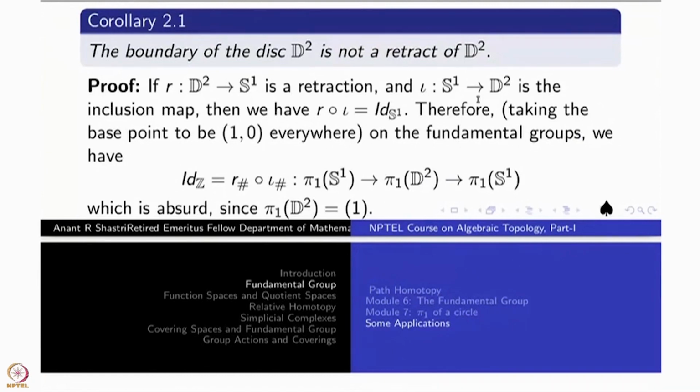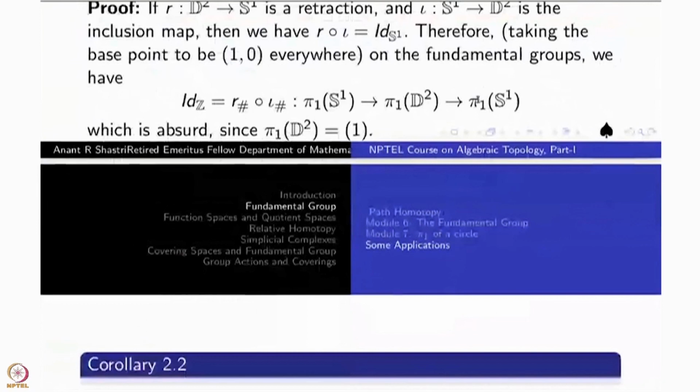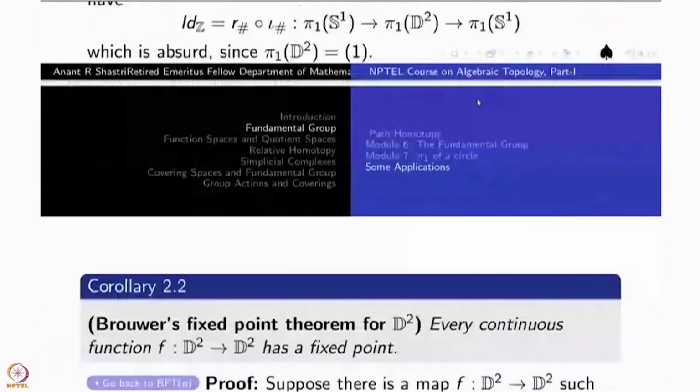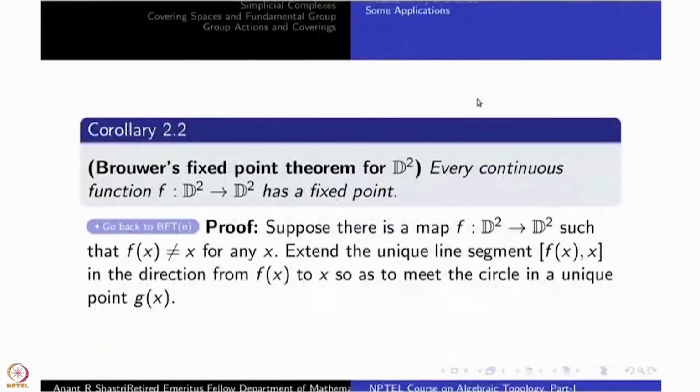So why do we get a contradiction? We started with the assumption that fx is not equal to x for any x. That assumption must be wrong. What is the conclusion? There must be a point x such that fx is equal to x. So that is the conclusion.